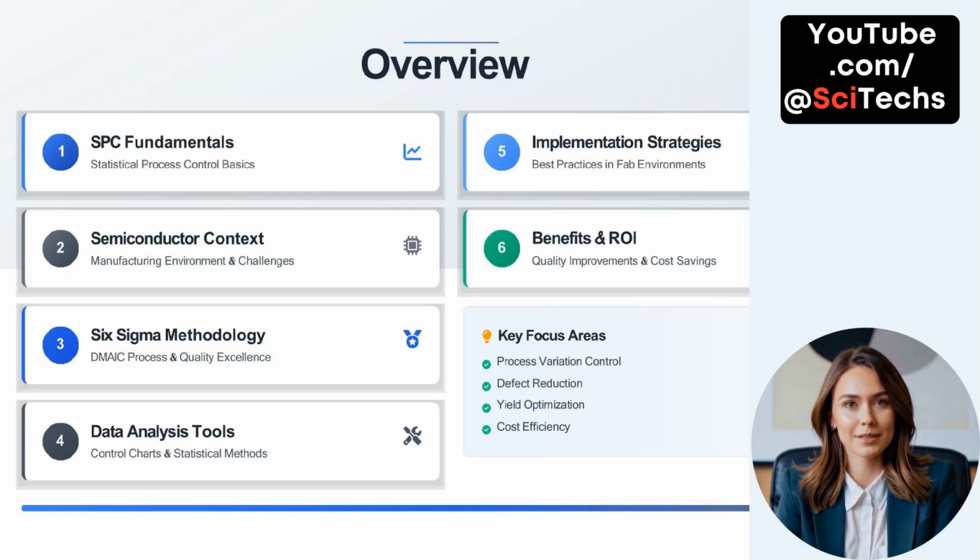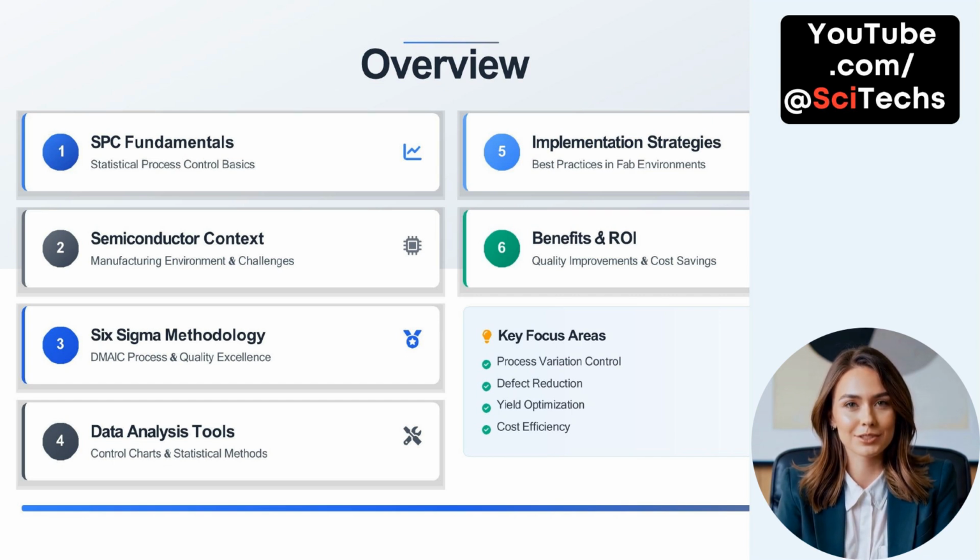Overview. This presentation introduces the foundational concepts and practical applications of SPC and data analysis in semiconductor fabs. First, we begin with SPC fundamentals, where we cover the basic principles behind statistical process control, including control charts and monitoring techniques. Next, we explore the semiconductor context, focusing on the unique manufacturing challenges within fab environments, such as high complexity, variability, and the demand for ultra-low defect rates.